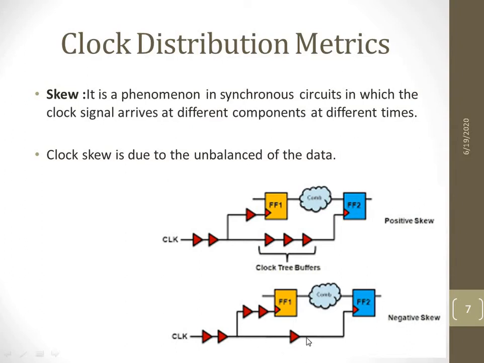Whereas if you look into the second diagram, the clock which has arrived at flip-flop 1 is slower than flip-flop 2.